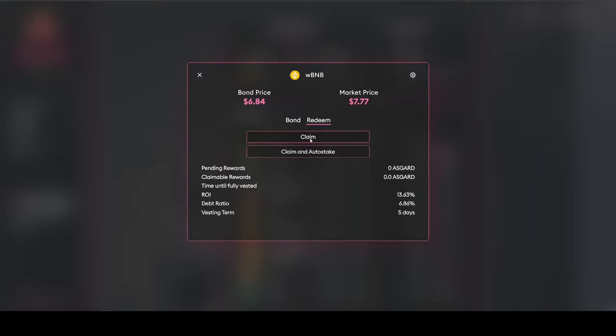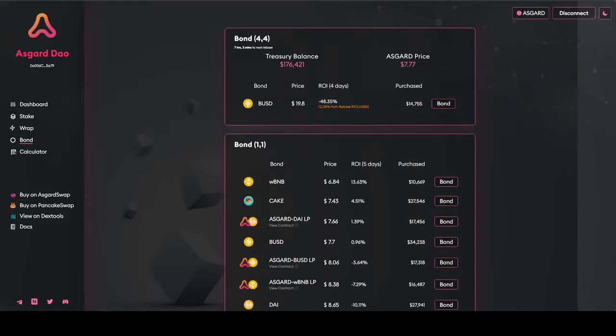You can directly redeem your Asgard tokens and those will go into your wallet, or you can claim an auto stake. So what that's going to do is take those and turn them right into staked Asgard. So you're automatically accruing those rebase rewards per the amount that you put in there. So those are your two options there when it comes to these one-to-one bonds. And then also we will look at the 4-4 bonds as well.